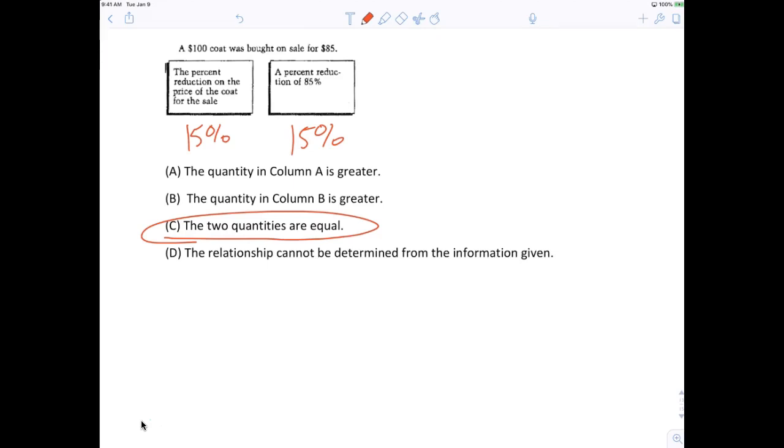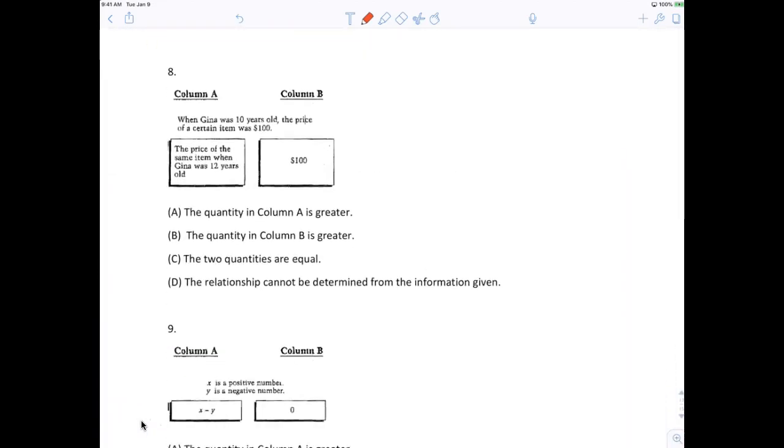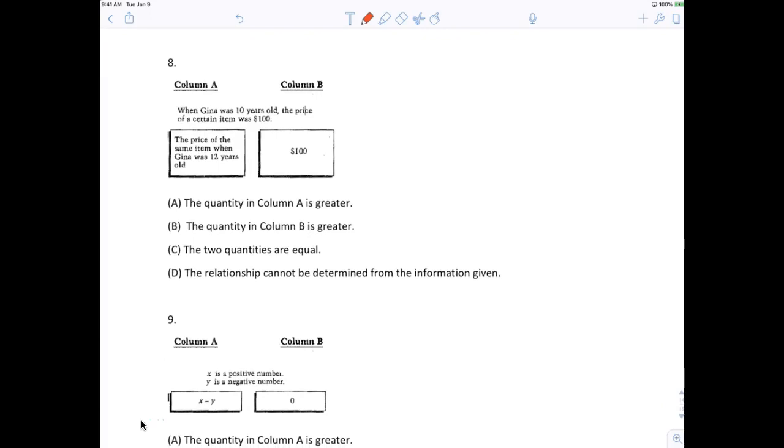All right, here we go now. Let's look down here at number 8. It says, Gina was 10 years old. The price of a certain item was $100. What is the price when she's 12? Who can tell me what the price would be when she's 12? Can anybody tell me what the price is? Do we have any idea?